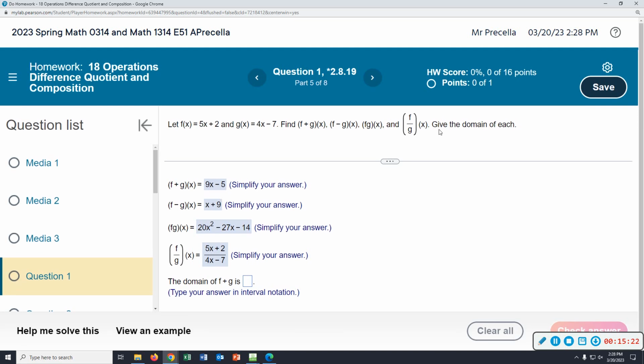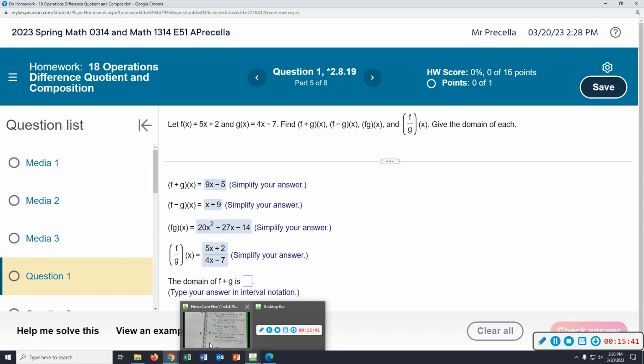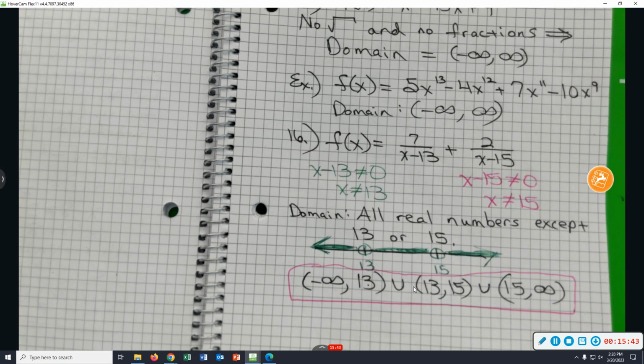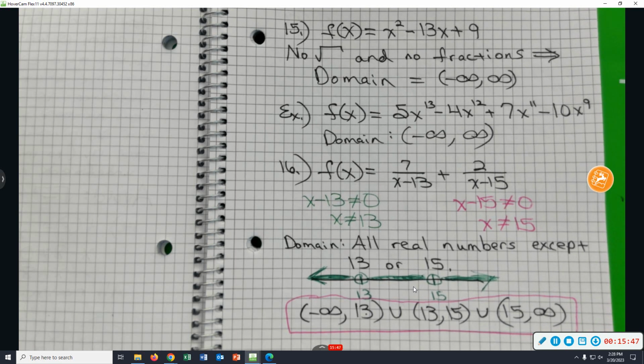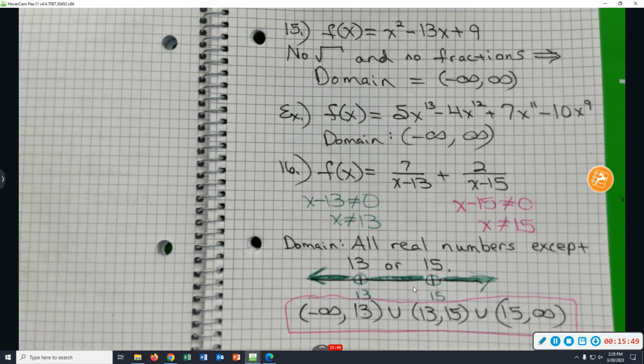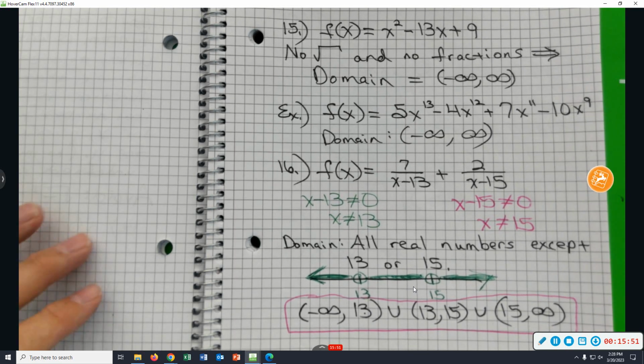Because notice what else it says to do. Give the domain of each. So we're going to have to give the domain of f plus g, f minus g, f times g, and f divided by g. Now, looking back, I was going to mention this before we started all of this: we've defined functions on March 1st. Also on March 1st, we discussed how to find the domain.